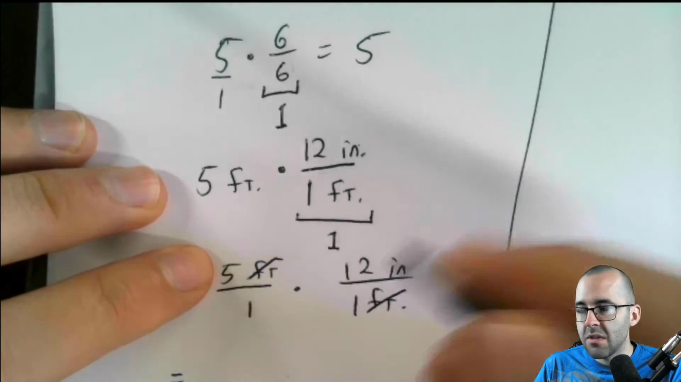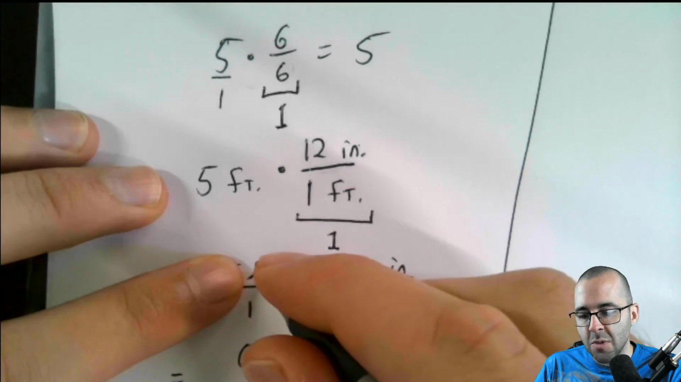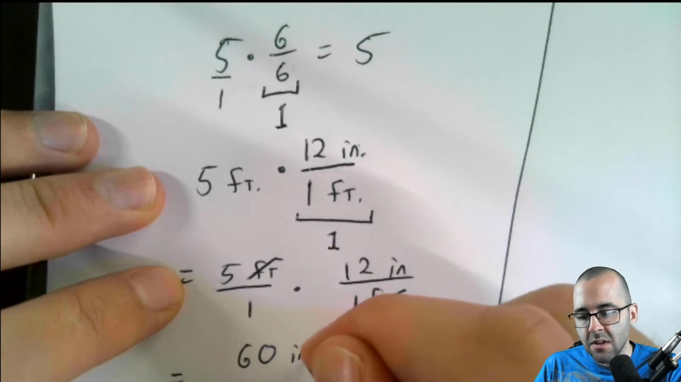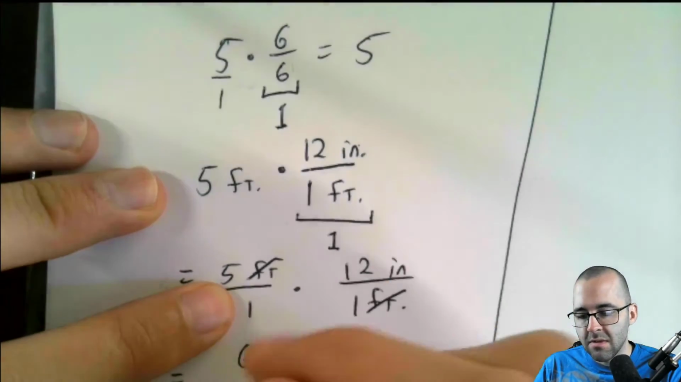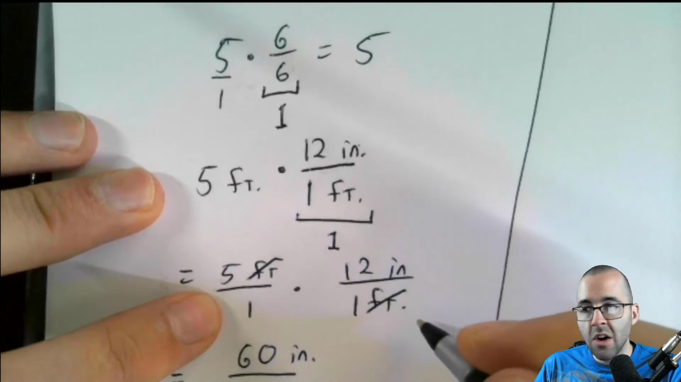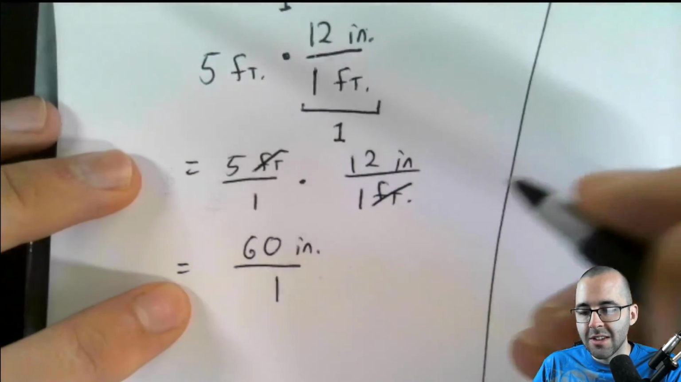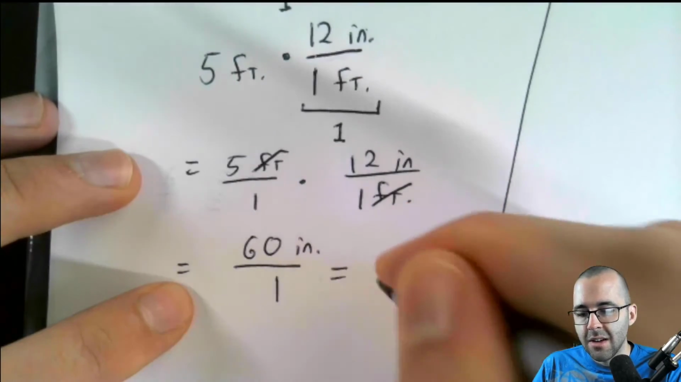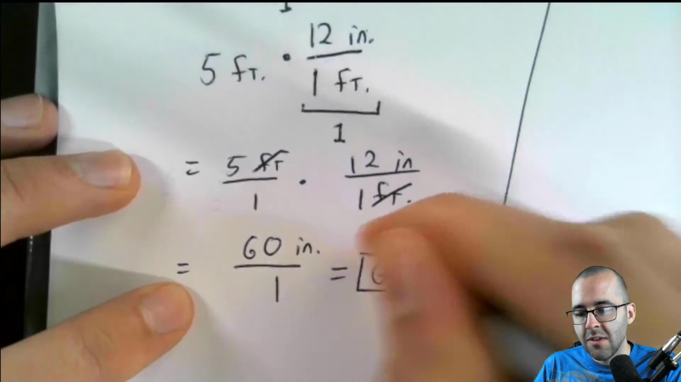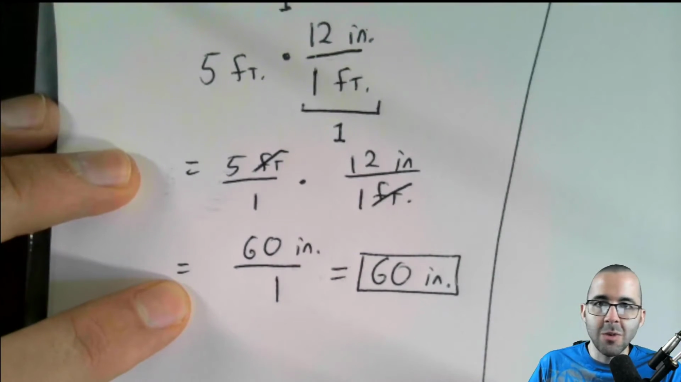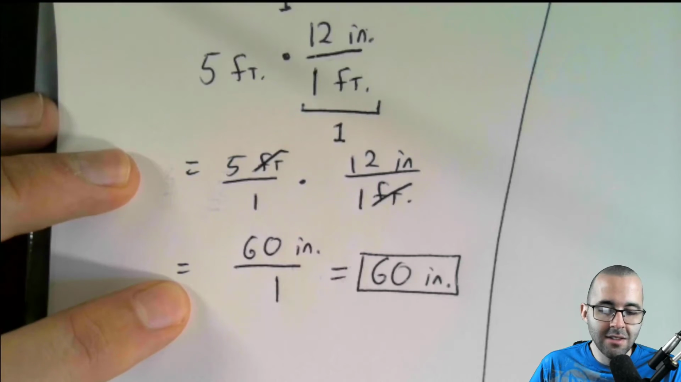5 times 12 is going to be 60. What's left over? There's no more feet. We just have inches. What's on the bottom? 1 times 1. No units at all are left on the bottom. Okay, so just 60 over 1. So we're just left with 60 inches, which, if you've done a lot of conversion between inches and feet, yes, 5 feet is 60 inches.